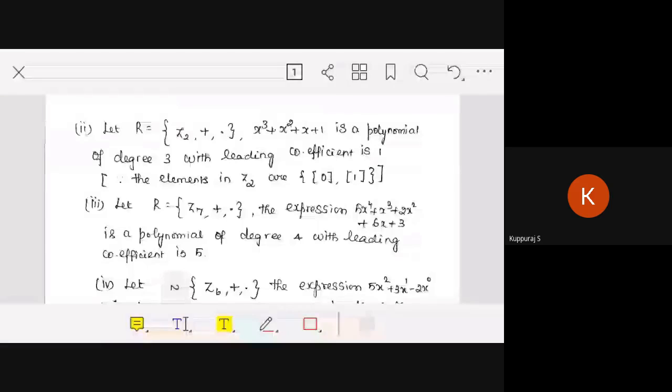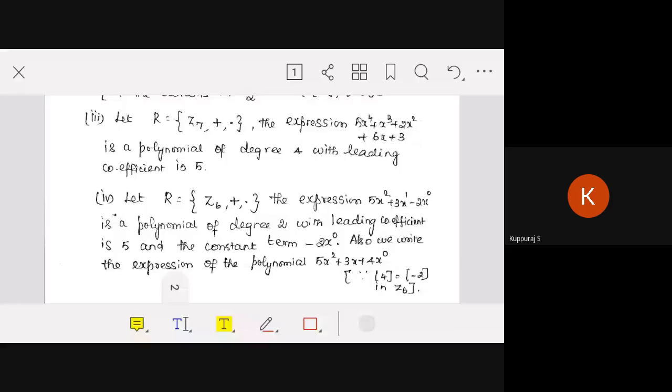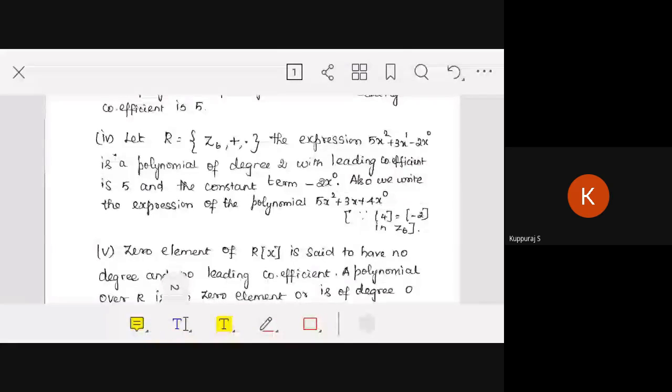Z2, plus, dot. So we define the polynomial x cubed plus x squared plus x plus 1, because the coefficients are only 0 and 1, since it is addition modulo 2. Next one is the fourth example. Let R equal to Z6 under addition and multiplication, which is a ring, addition modulo 6.